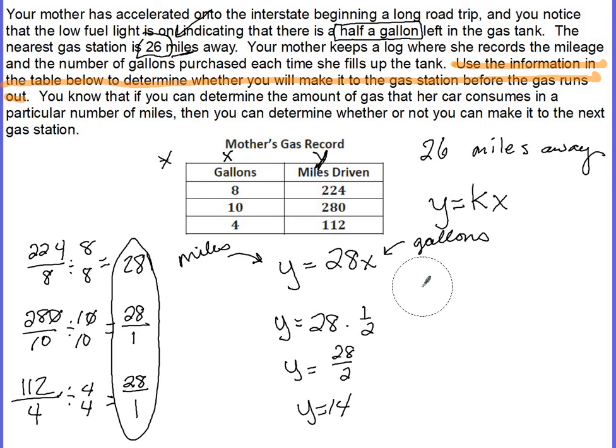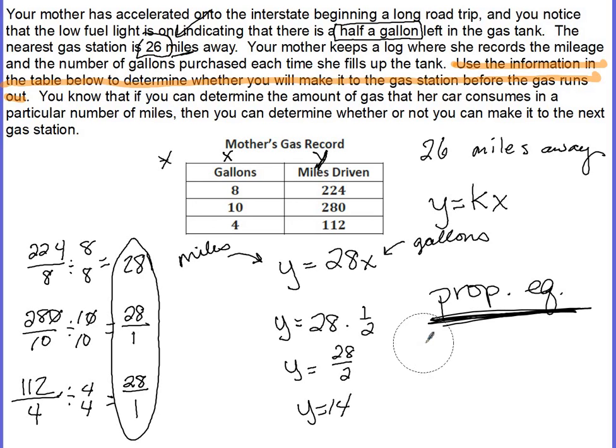Most of all, we need to remember that a proportional equation, or an equation that demonstrates a proportional relationship, is always going to have the form of y equals k times x. Always ask yourself, how can I use x to figure out y? How can I figure out how my independent variable can get me to my dependent variable?